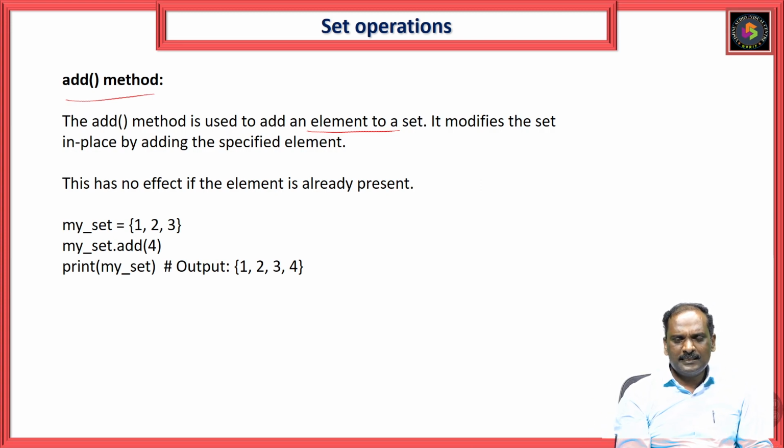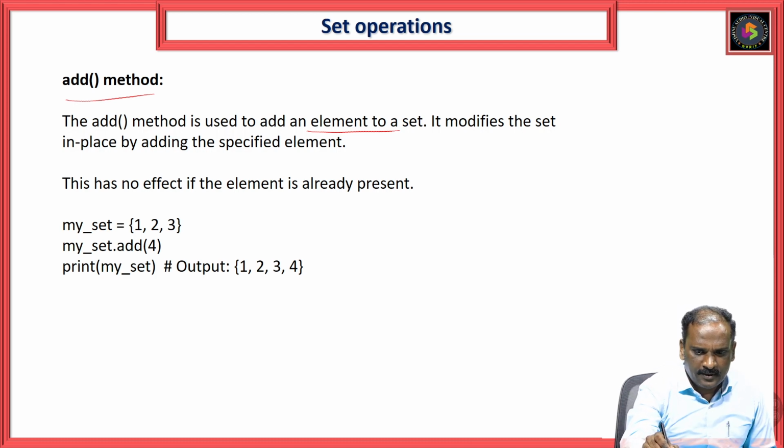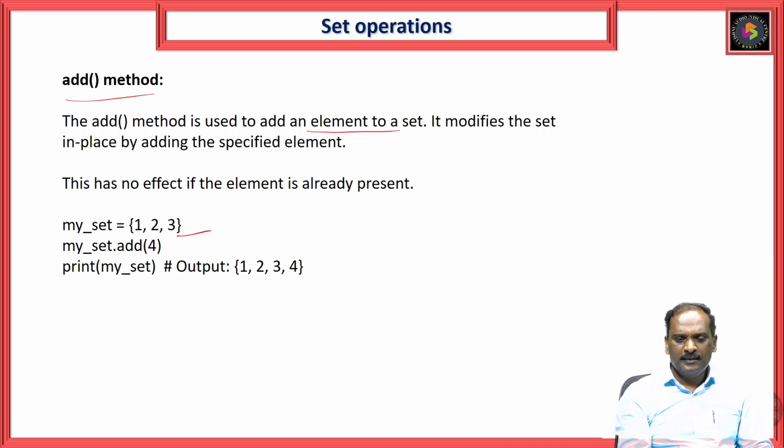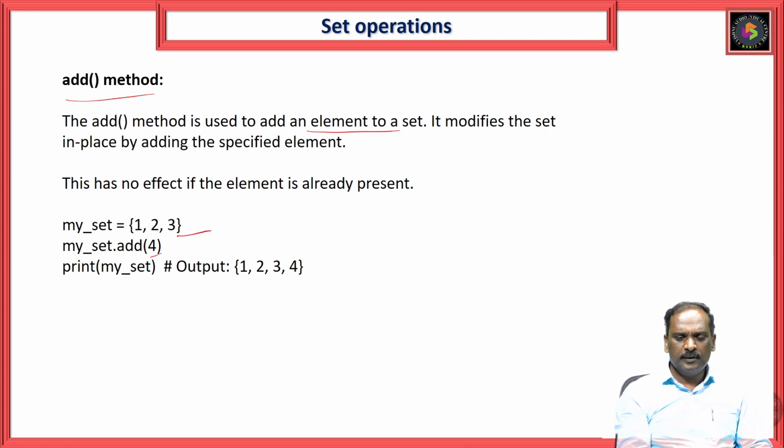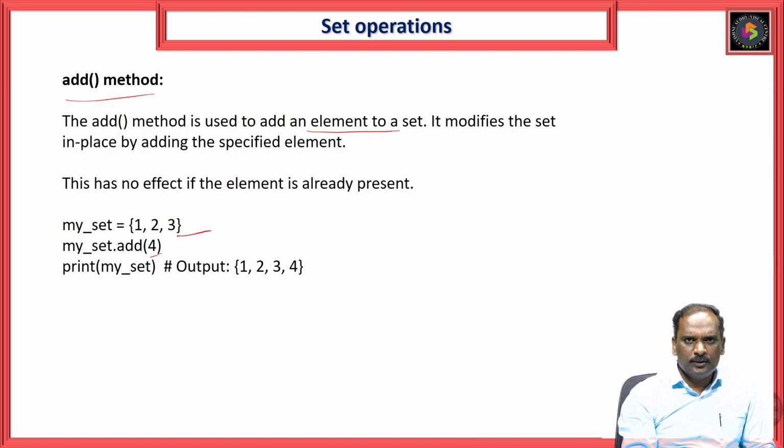As we know, the set will not allow duplicate values. So if the new element we want to add is already present in the set, it will not be added. If the new element does not exist in the set, then that new element is added to the set. As an example, my set is containing the elements 1, 2, 3. I am going to add the new element 4. Since 4 is not part of the set, this element 4 is added into the set.